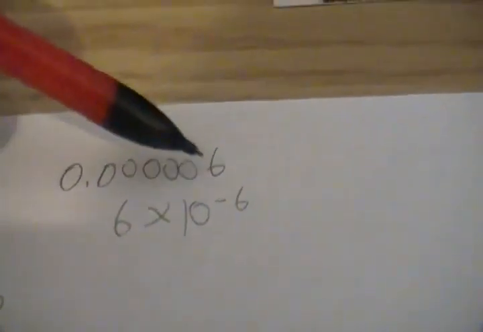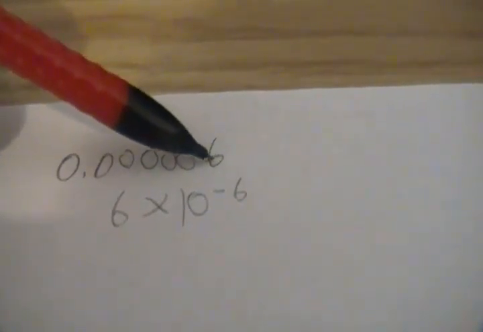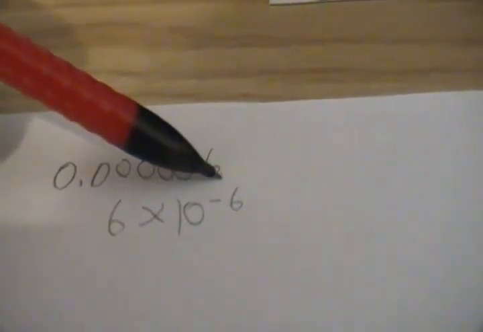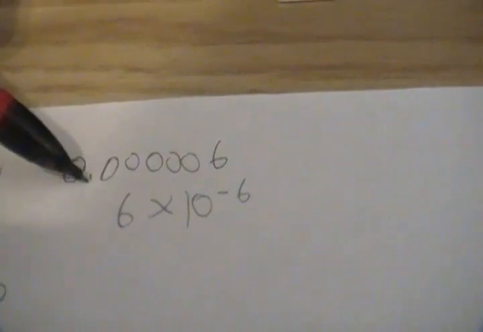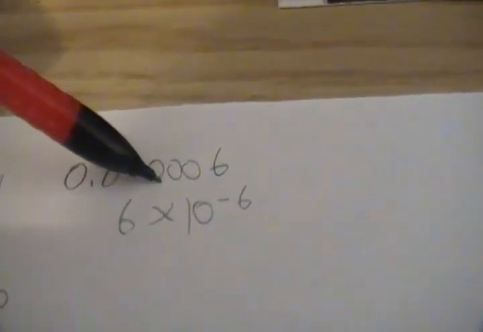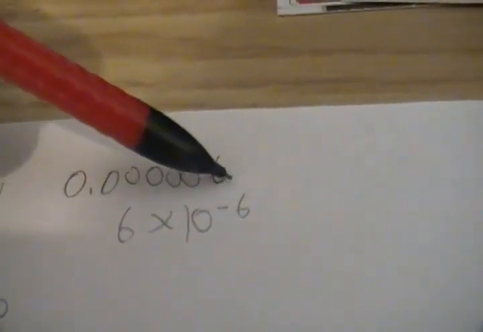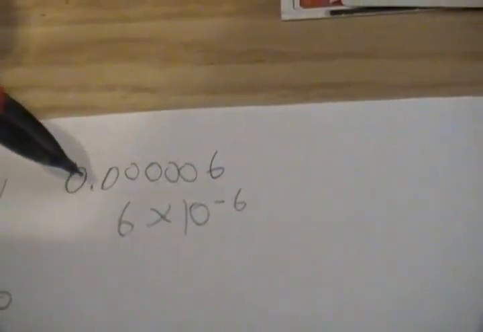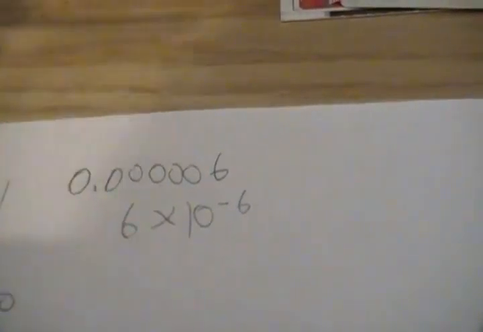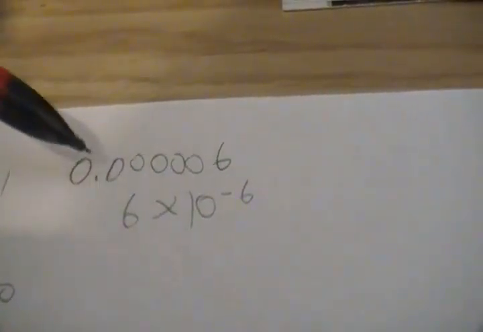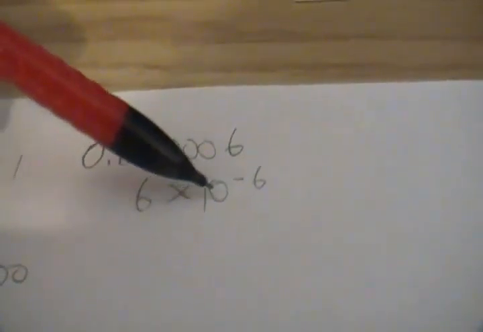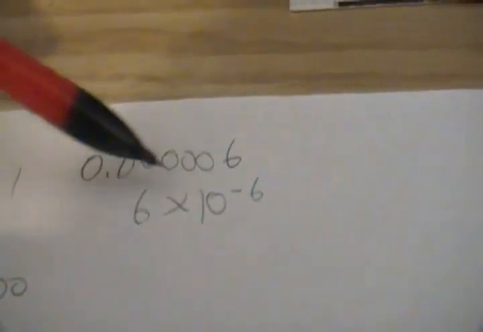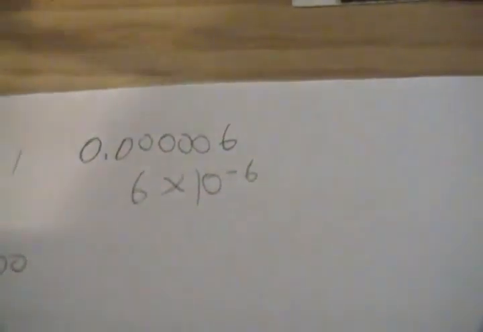If you have just one whole number like this, what you do is you move the decimal point all the way to the right. So you count 1, 2, 3, 4, 5, 6. Okay? Now if you're moving the decimal point to the right, in other words, if you're moving from a very small decimal number, the power of 10 becomes a negative number. So if you move to the right, the powers become negative.